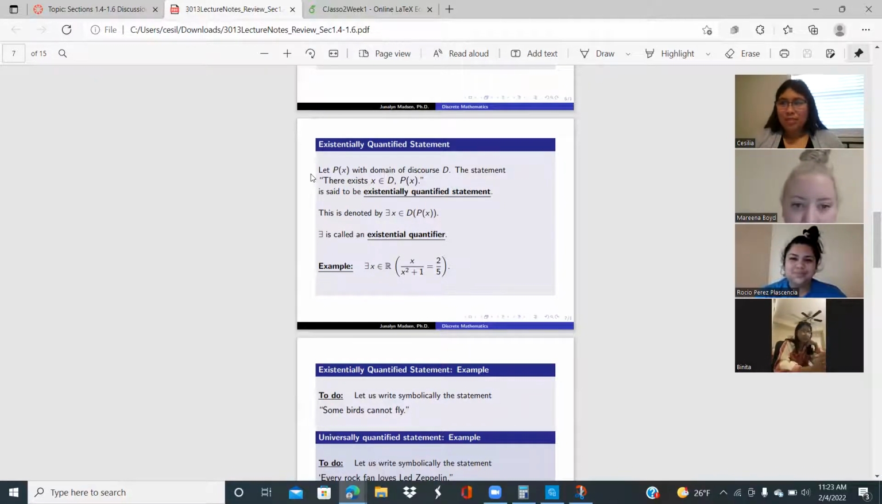I'm trying to read the example. There exists an X that is a real number where X over X squared plus 1 is equal to 2/5. It's not going to be every single X, but there is an X that if you plug it in, is going to get you that answer. It's somewhere out there. It might be just one case of it, but it's out there. That's what that backwards E means: there exists an X.